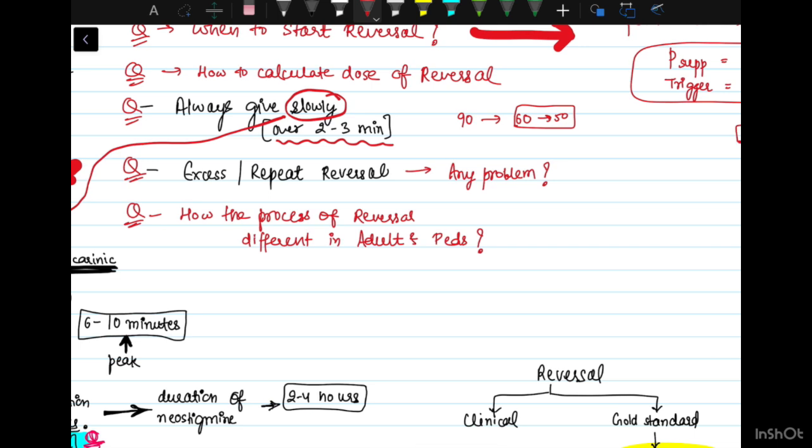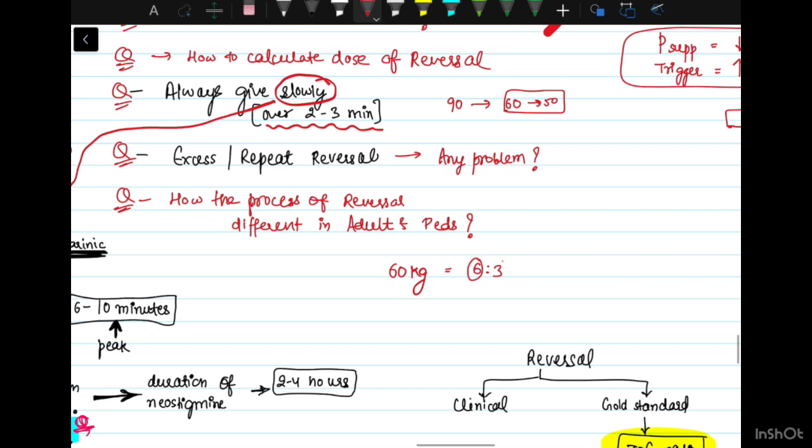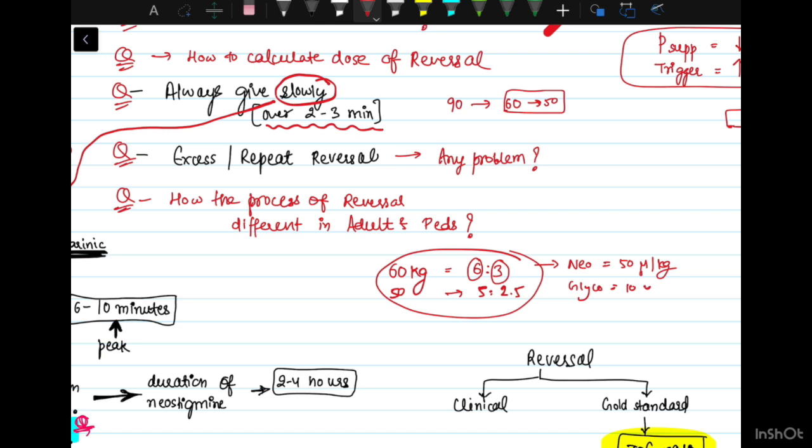Now you must have seen in real life that even after giving a certain dose of reversal, which is usually calculated in a ratio, suppose a 60 kg person, you calculate it as 6:3. That means 6 ampules of neostigmine and 3 ampules of glycopyrrolate. 50 kg person, 5:2.5. So this is a shortcut to calculate the reversal dose. It is obviously based on the fact that neostigmine is given in the dose of 50 microgram per kg and glycopyrrolate is given in the dose of 10 microgram per kg.